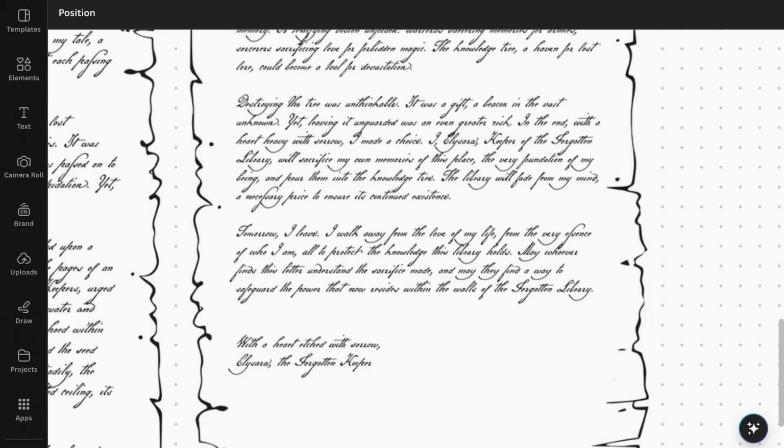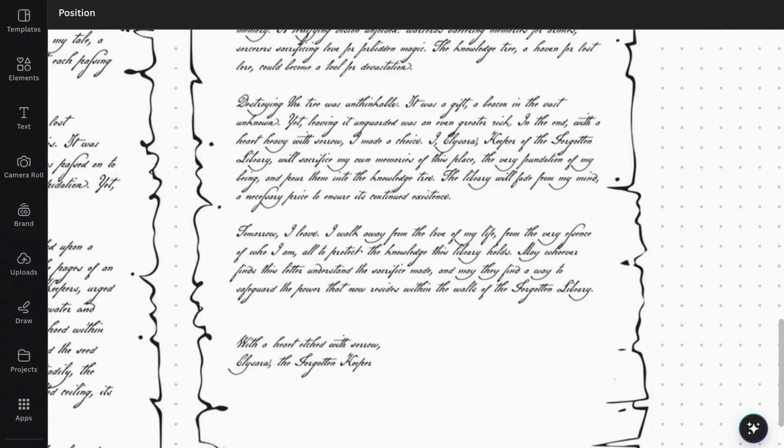In the end, with a heart heavy with sorrow, I made a choice. I, Elysara, keeper of the Forgotten Library, will sacrifice my own memories of this place, the very foundation of my being, and pour them into the knowledge tree. The library will fade from my mind, a necessary price to ensure its continued existence. Tomorrow I leave. I walk away from the love of my life, from the very essence of who I am, all to protect the knowledge this library holds.